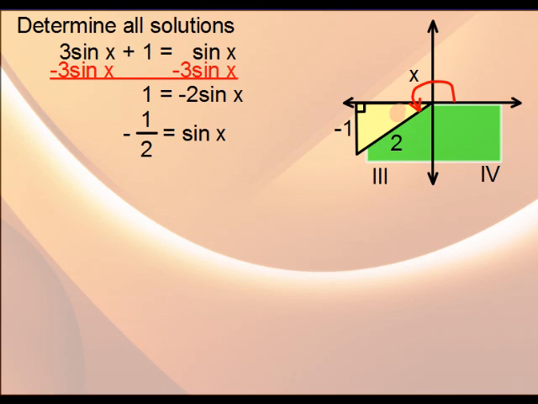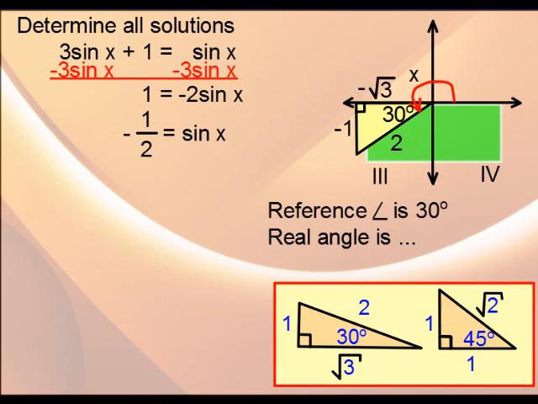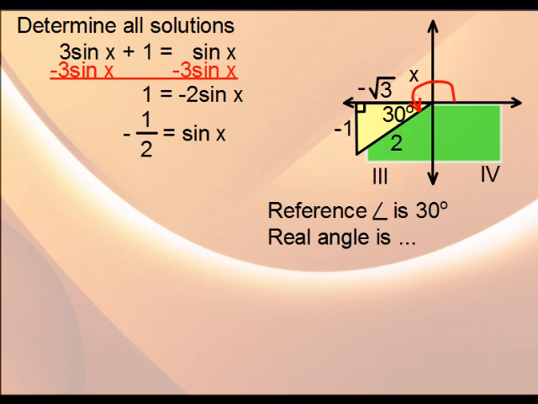You might notice that this is one of your special triangles. Remember, with special triangles you have a 1 and a 2. If you use the Pythagorean theorem, you'll find that the other side is the square root of 3. That makes our reference angle 30 degrees. So here's the question: the reference angle is 30 degrees, therefore what is the actual angle? In other words, from here all the way to here, how many degrees is that angle? Hopefully you recognize that the angle is 210.